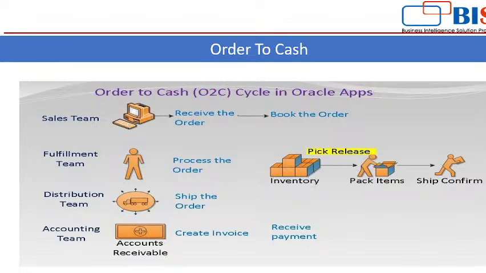The next step is the fulfillment team. Here the fulfillment team of the organization will process the order received by the sales team, that is pick release. In case of inventory, we will pack the items and the shipment will be confirmed. Then the distribution team will ship the order to the site address provided by the customer. Then the accounting team of the organization will take care of the accounting of this invoice, in which they will create the invoice and generate the invoice and will receive the payment. For that they have to create the receipt.